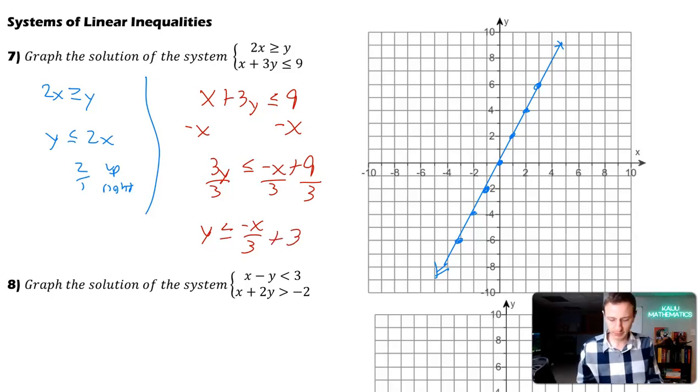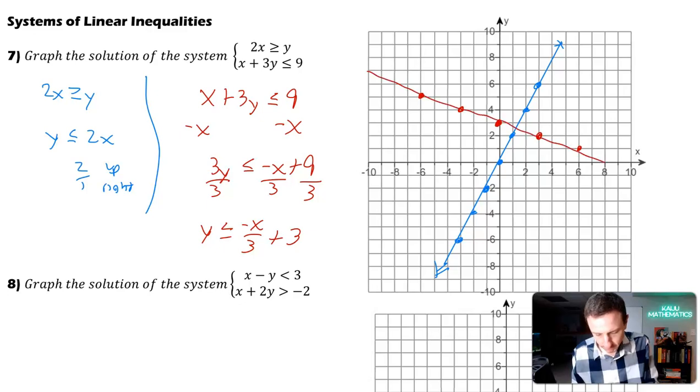So the y-intercept there is 3. Slope is negative 1 over 3. So down 1 to the right 3, down 1, right 3, or up 1, left 3, up 1, left 3. And we want a solid line again. Not bad, not perfect.